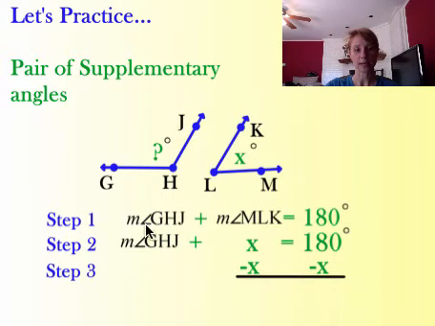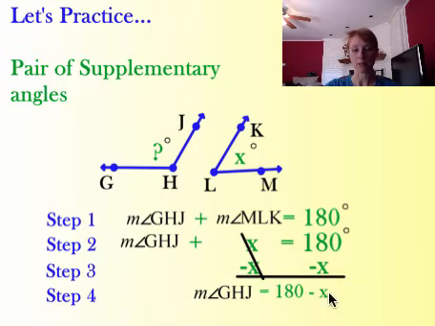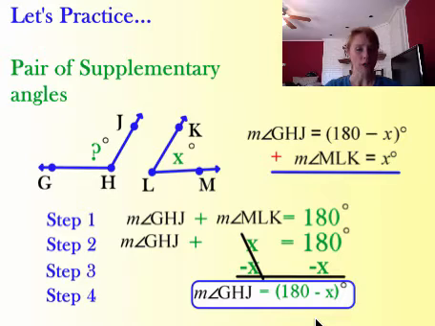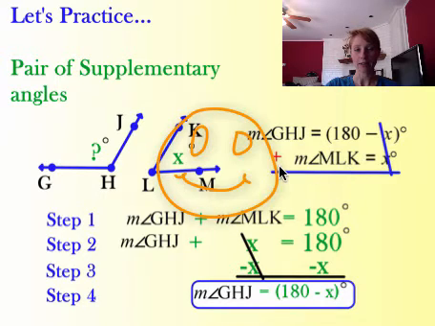So we want to solve for this angle measure, so I'm going to get this all by itself on one side of the equation. And to do that, I'm going to move the x over to the right-hand side of the equation by subtracting x on both sides. So that leaves me with the measure of GHJ all by itself equals 180 minus x, which is an algebraic expression, but that is what we want for the measure of GHJ. Okay, let's go ahead and check our work. If the measure of GHJ equals 180 minus x and the measure of MLK equals x, I can make sure that the sum equals 180 by adding them together. So the x's cancel out, and I still am left with 180 degrees.